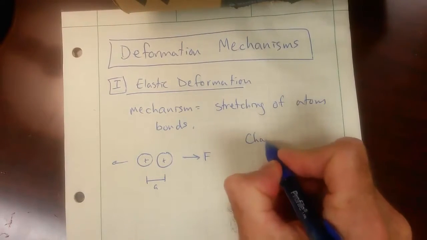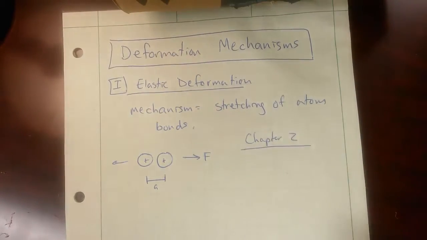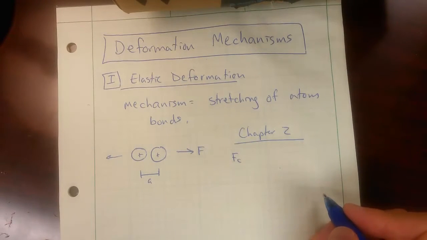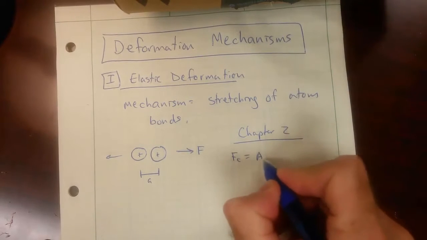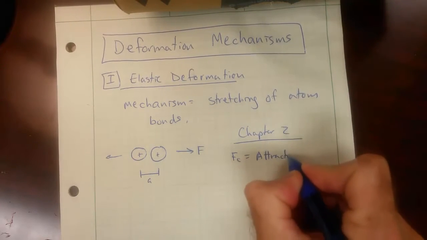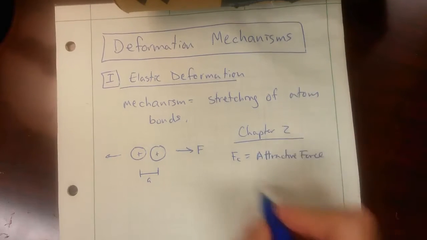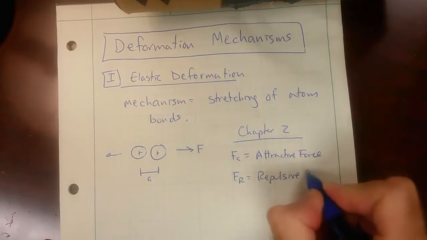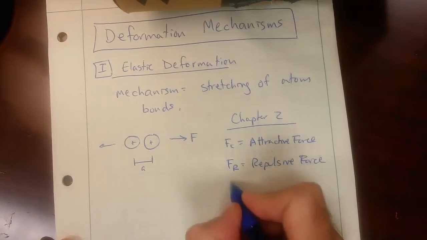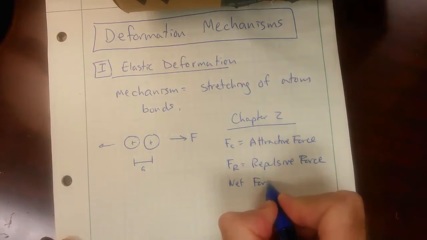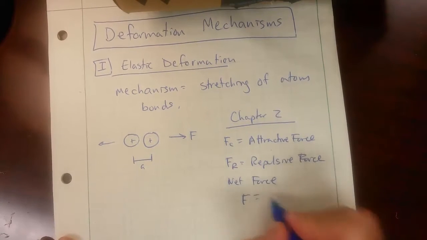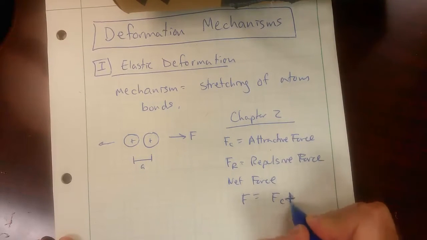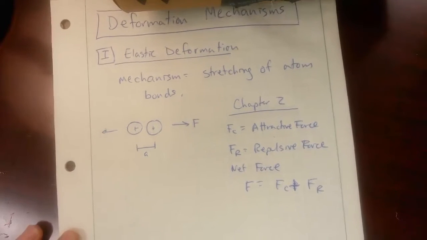If you will recall from Chapter 2 of the Shackelford textbook, the forces between the atoms is made up of a Coulombic attractive force. Fc is the attractive force. Fr is a repulsive force. And the net force is F, which is just the sum of the Coulombic attractive force plus the repulsive force.